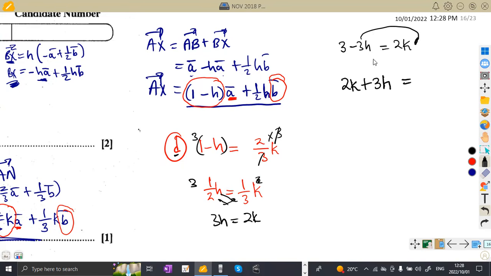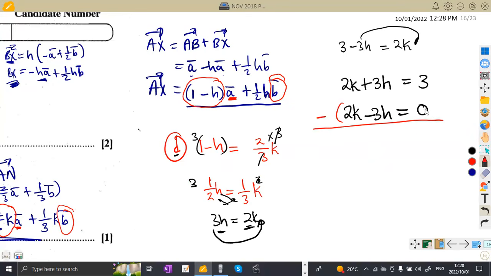Okay, which is equal to what? Which is equal to 3. Then from this one, I can also transpose, which means I'm going to be left with the 2K. If I transpose the 3H to this side, it is going to be minus 3H, which is equal to 0. Okay, so that means I can eliminate, because I've got two equations, I can eliminate K or H.